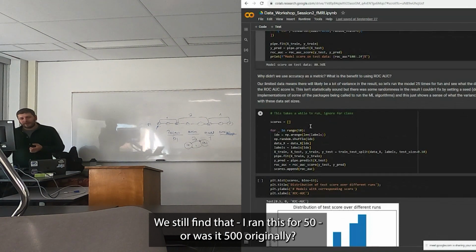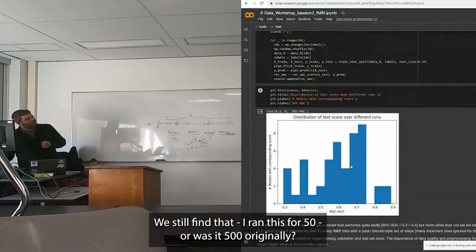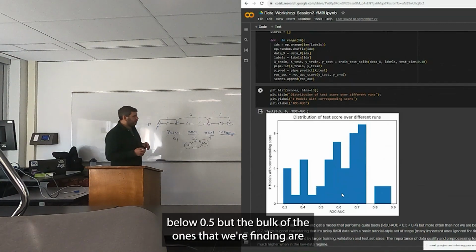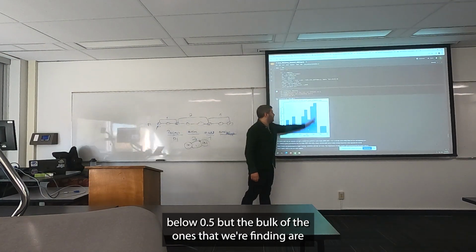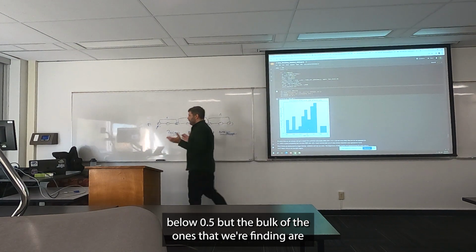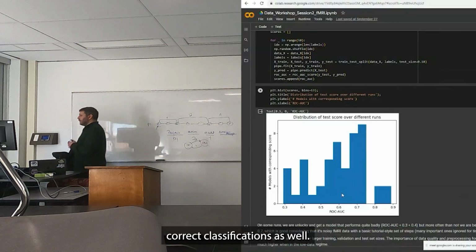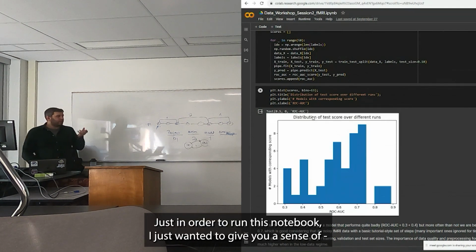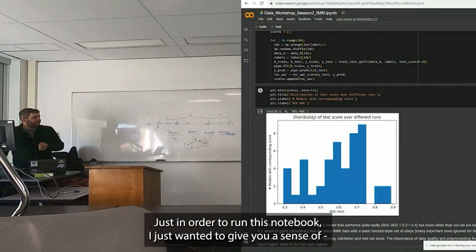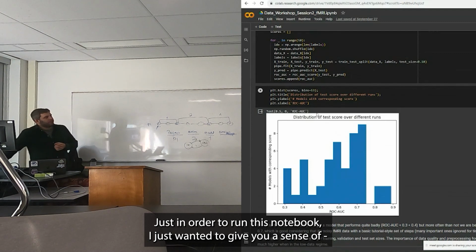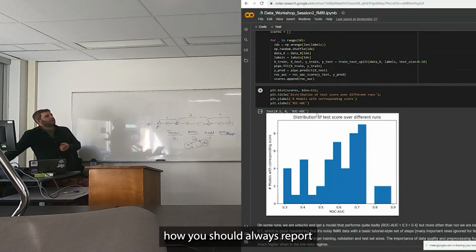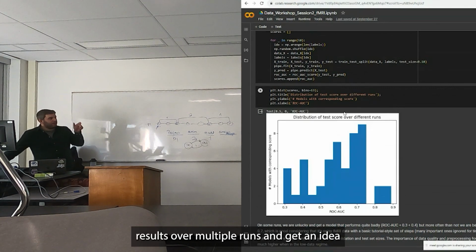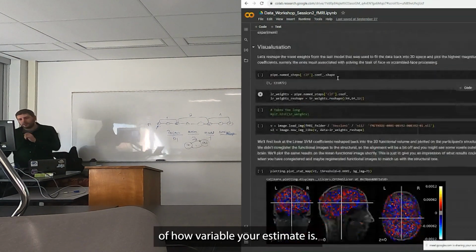Still, I ran this, I think, 50 or 500 times originally, and just plotted the distribution of what we found. Some of the scores are below 0.5, but the bulk of them are finding correct classification. So there is overall signal in the data. This is essentially to give you a sense of how you should always report results over multiple runs, so you get an idea of how variable your estimate is.